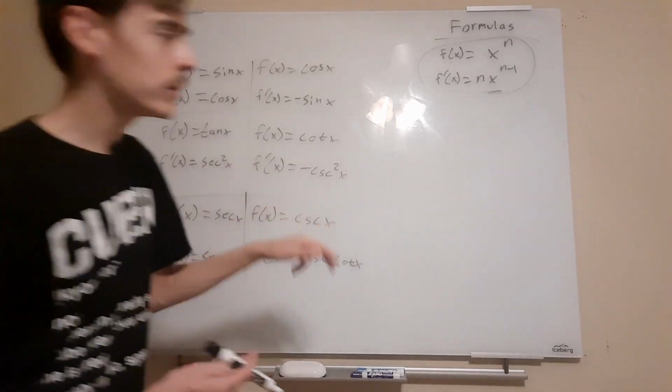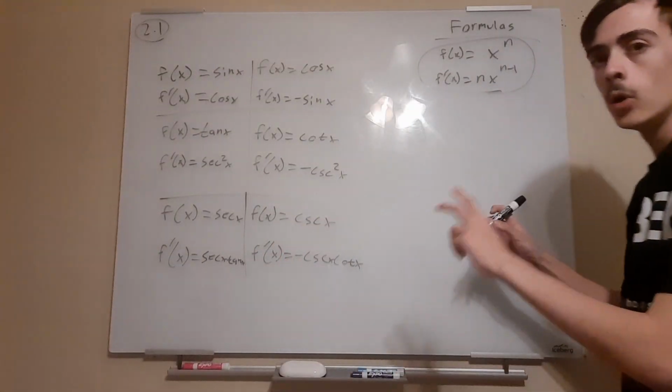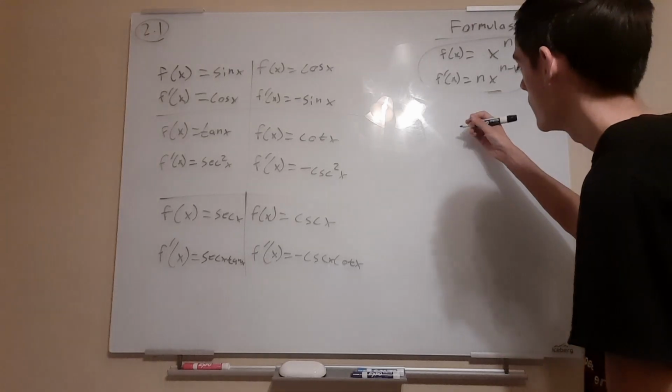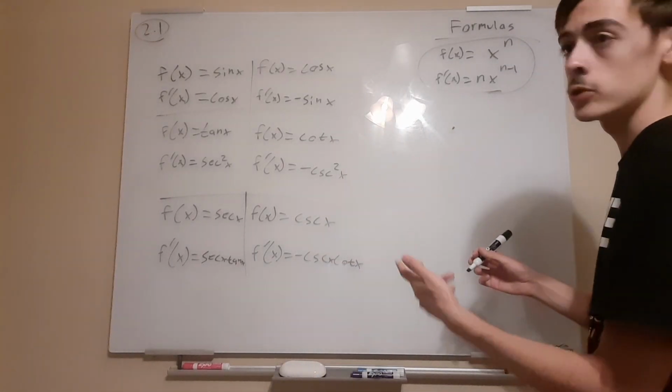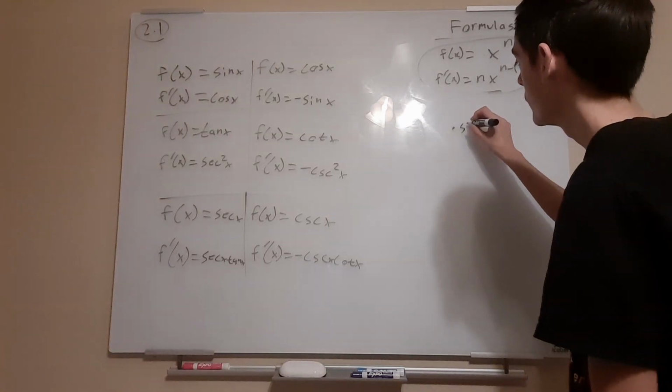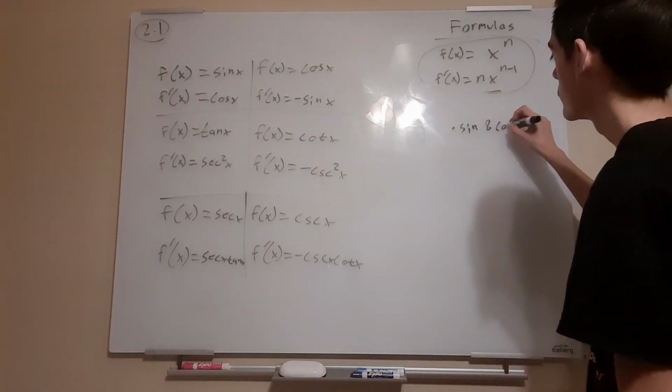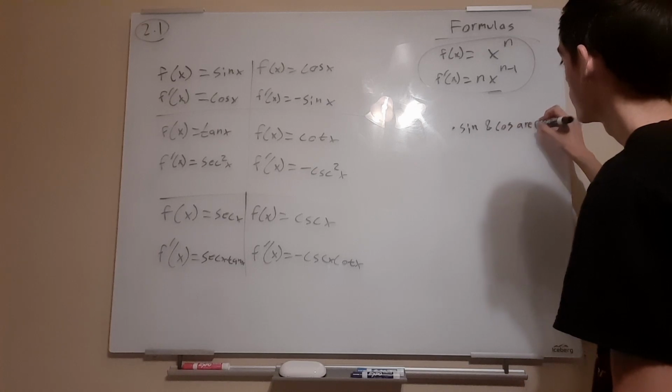And so there's a few things that I'm going to write over here that will hopefully help you remember these easier. So the first thing is that a bunch of these derivatives or trig functions are friends. So with derivatives, sine and cosine are friends.